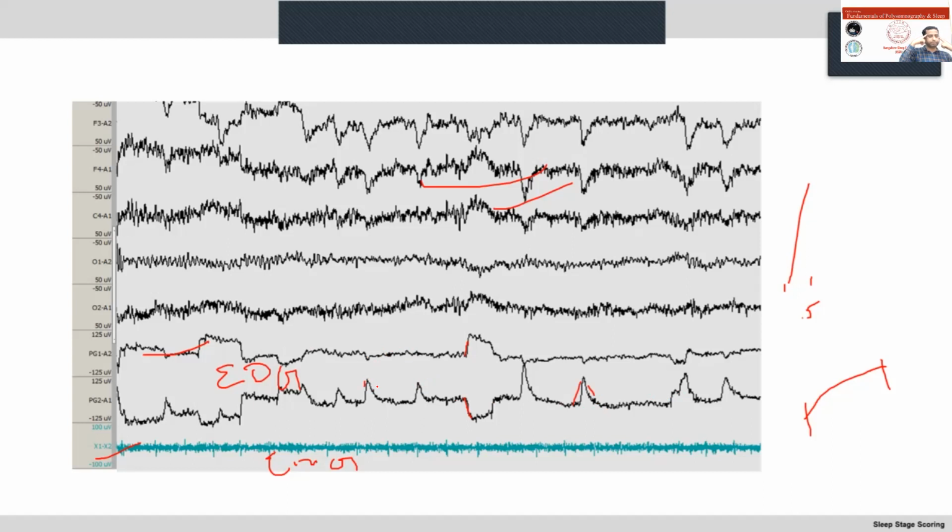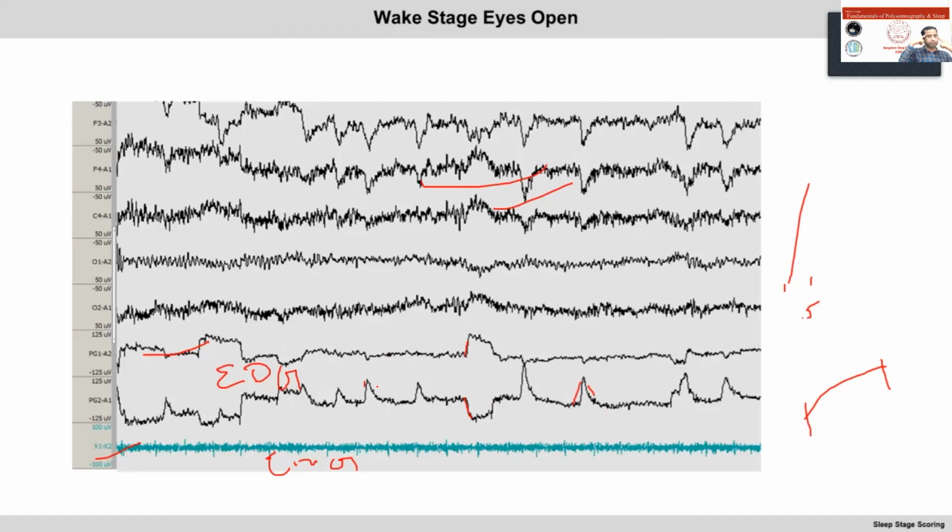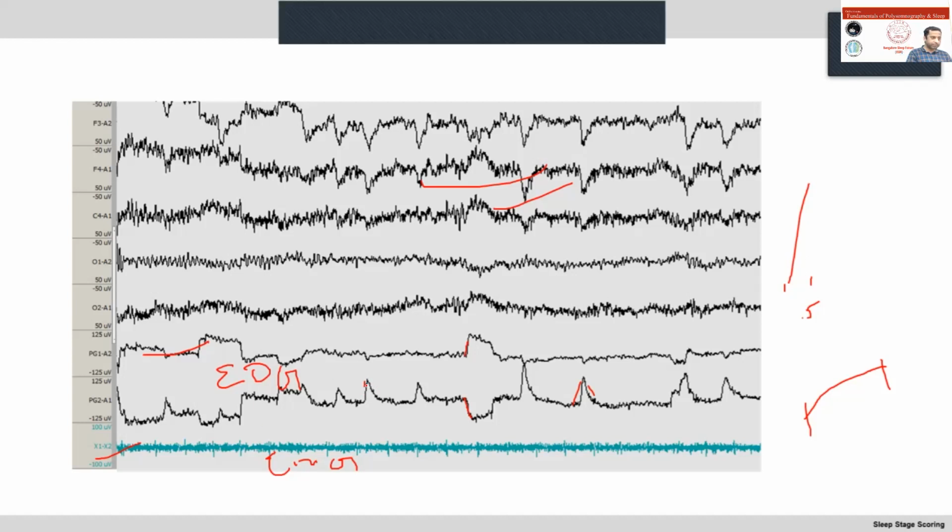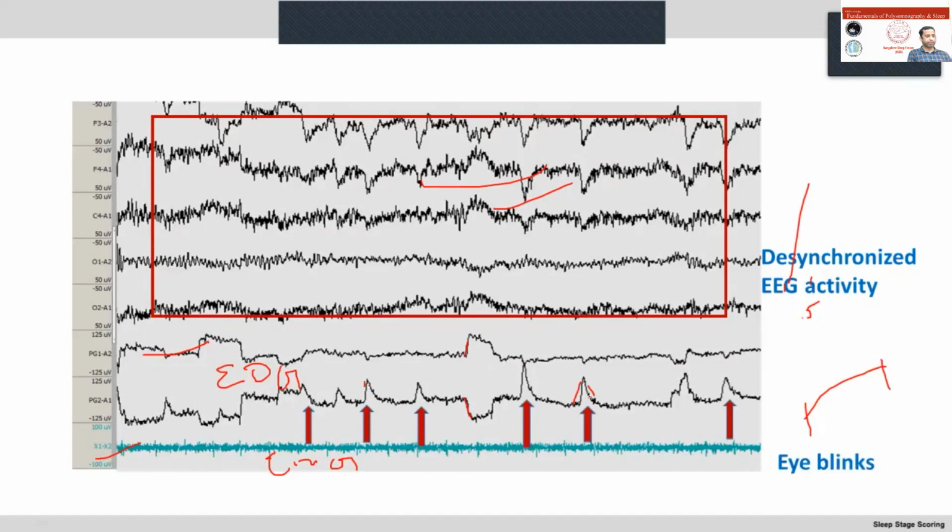So if this one is upward, as Arun said, our eyes carry positive and negative charge: the cornea carries positive and the retina carries negative charge. When you close your eyes like this, the charge from the cornea goes up, and the electrode nearest to it will get the deflection. Similarly, these blinks are happening due to that, during the wake stage. So: desynchronized activity, eye blinks.